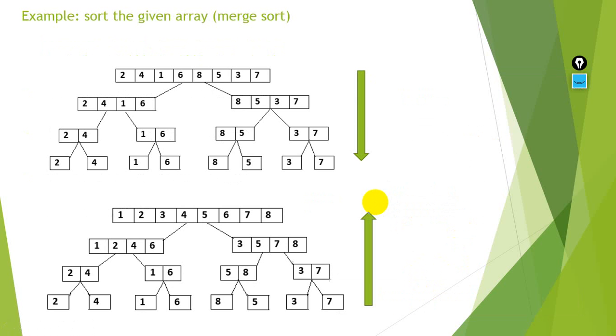Examples of the divide and conquer rule are merge sort, quick sort, and binary search. So here I have given you an example of divide and conquer, merge sort, and how merge sort works. I explained the complete procedure of merge sort in the previous lecture, so I don't need to explain it again.